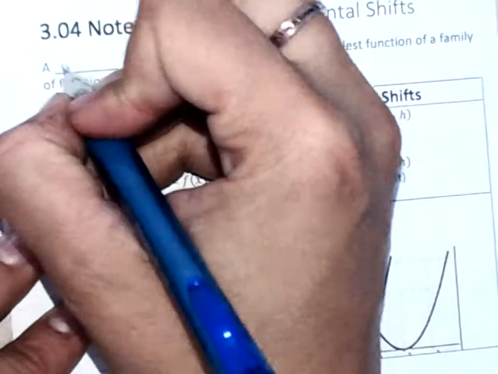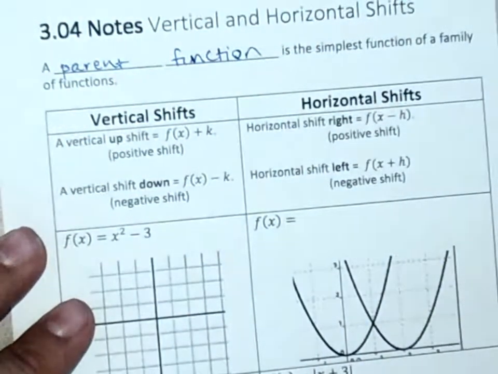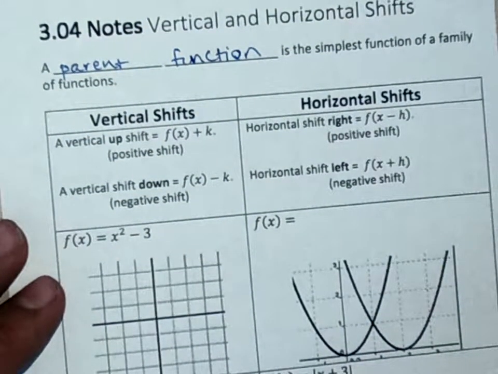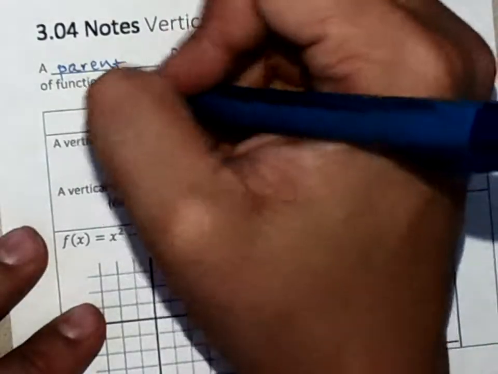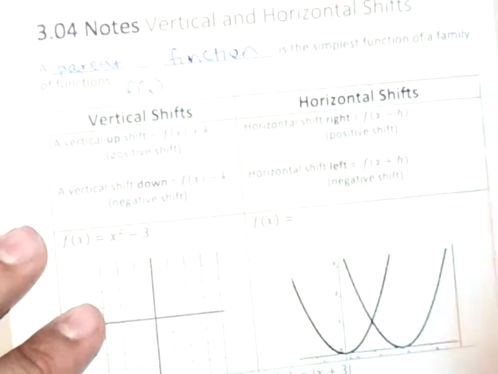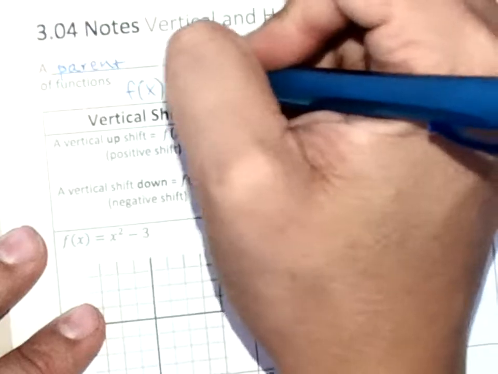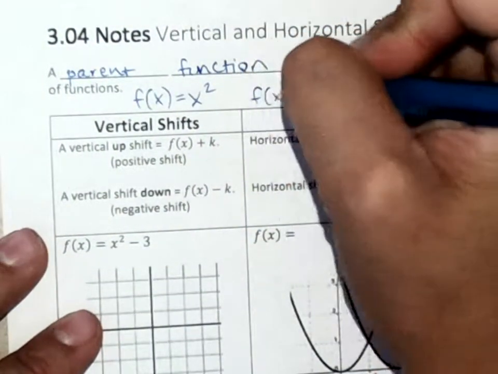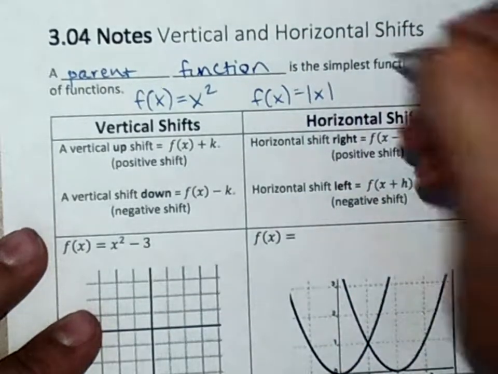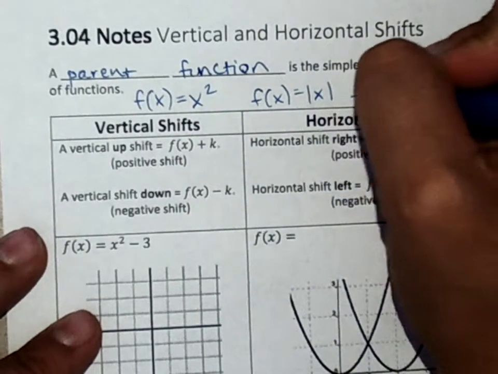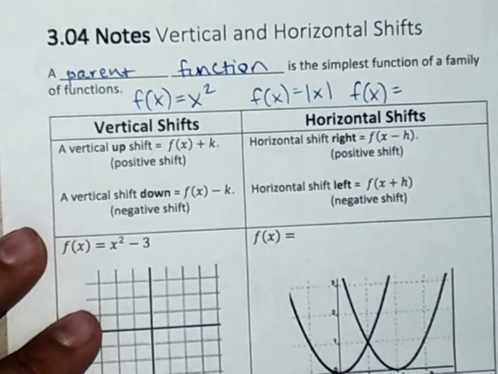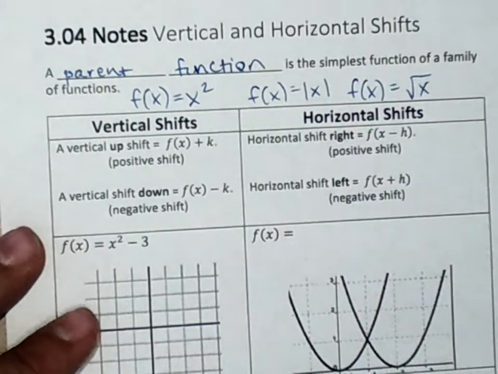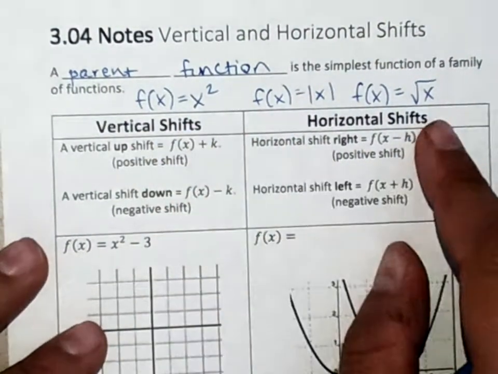So a parent function is the simplest function of a family of functions. We learned that for parabolas or quadratics, it's just x squared. For absolute value, it's just the absolute value of x. And for square root functions, it's just the square root of x. These are just 3 examples.